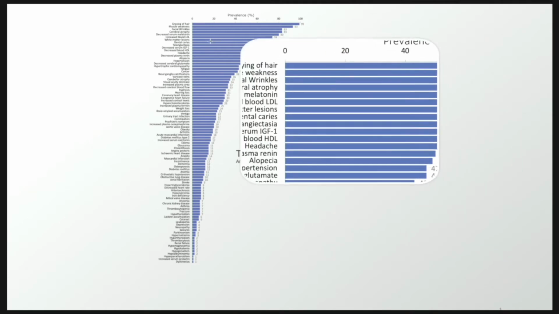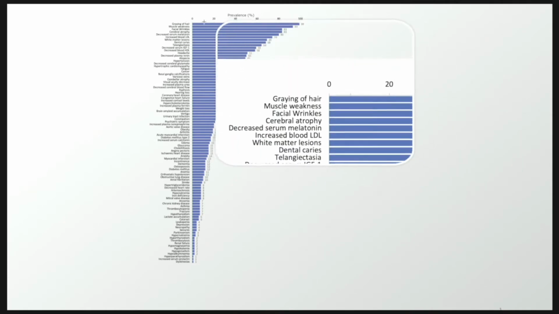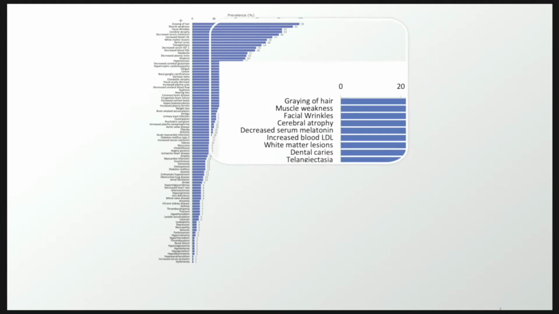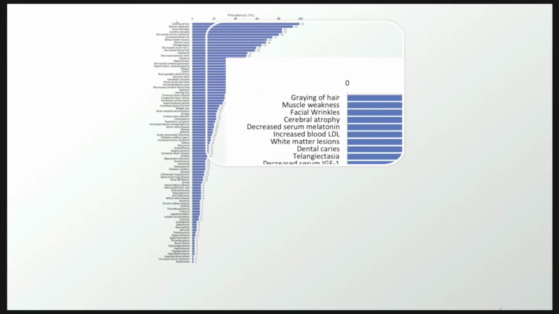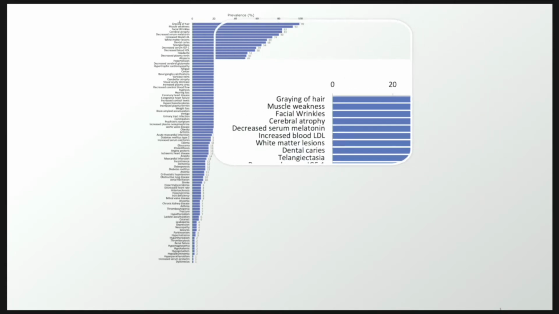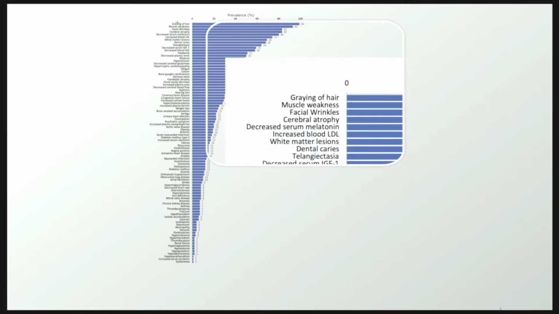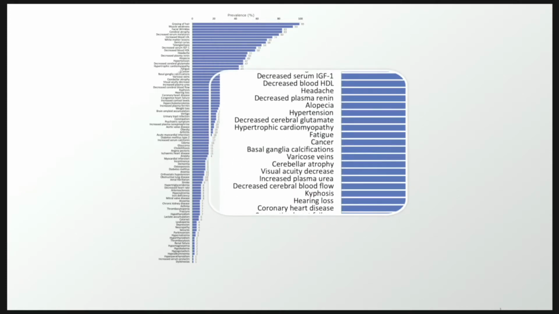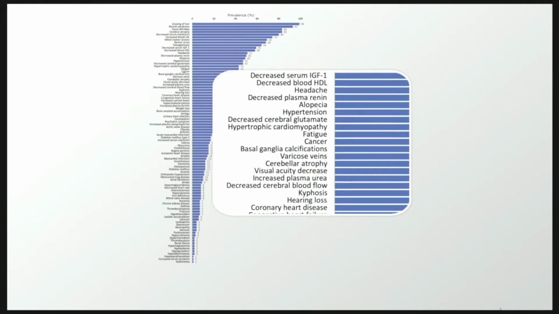Here we try to look at the combined prevalence of features that occur in a person or in a population of elderly as they get old. Graying of hair is the most prevalent feature. About 98% of everybody will develop graying of hair. Other features are less prominent but more clinically relevant.